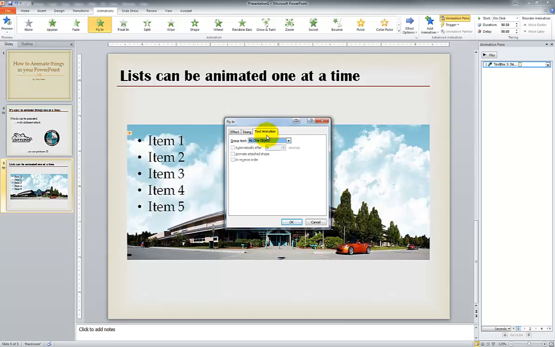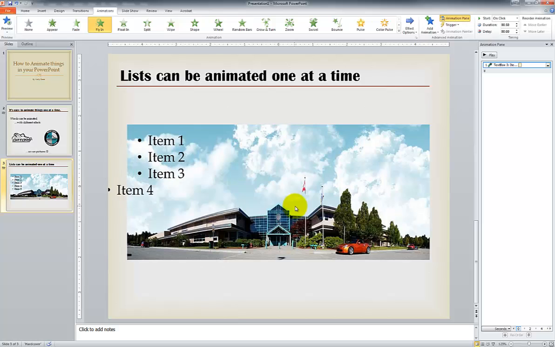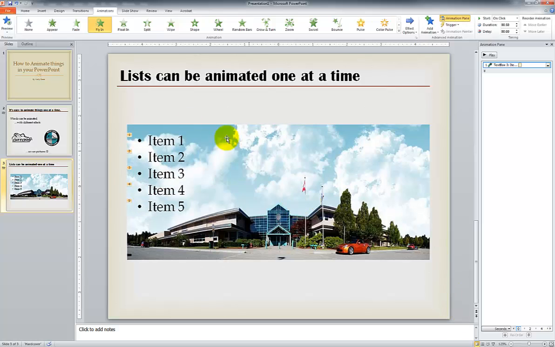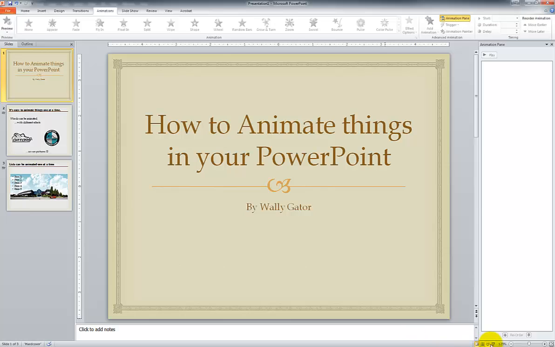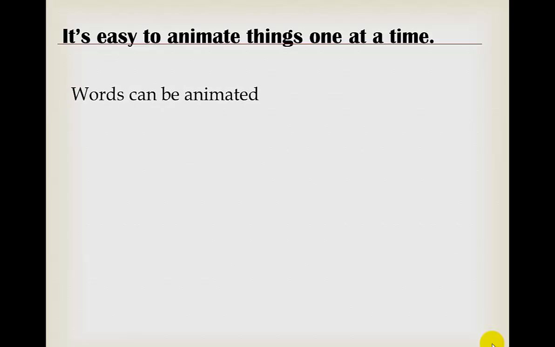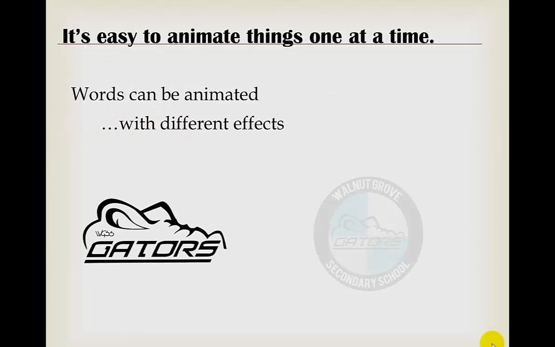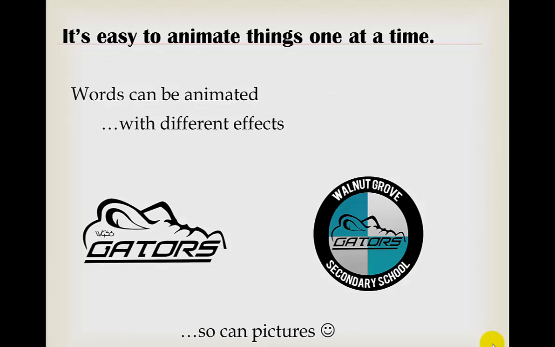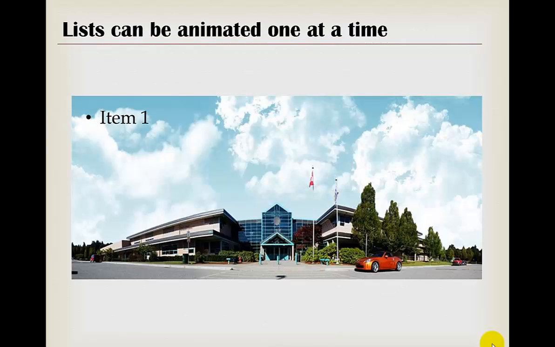For this, I actually want to use text animation. And instead of grouping them all together as one, I'm going to change it to first level paragraphs. And when I do that, and I click OK, now they will come in separately. So now my whole presentation, I have my title, I have my animated items coming in, one at a time, and then I have my list coming in one at a time.